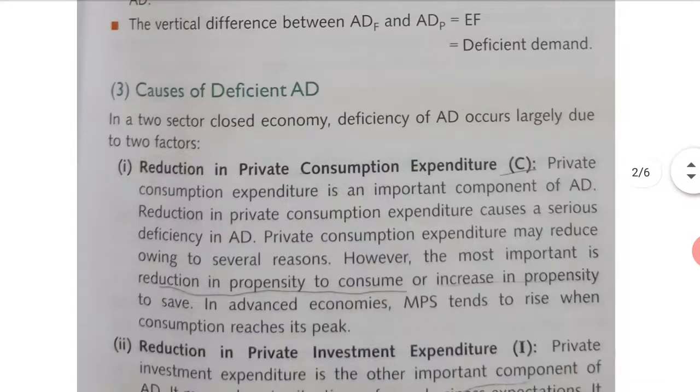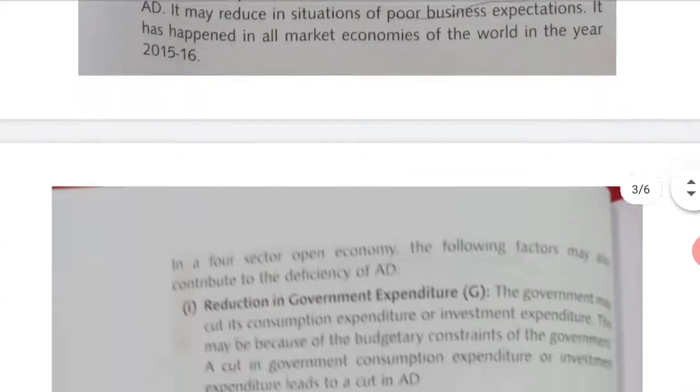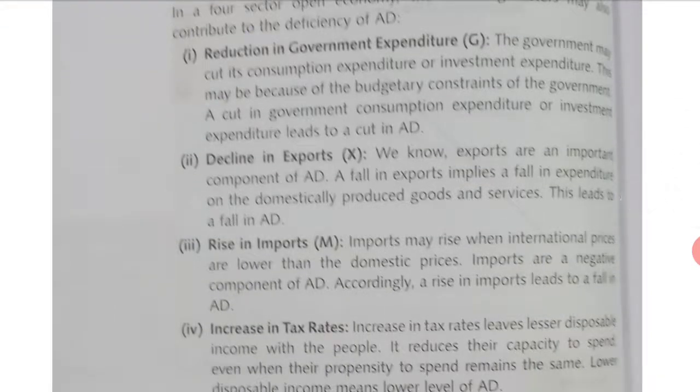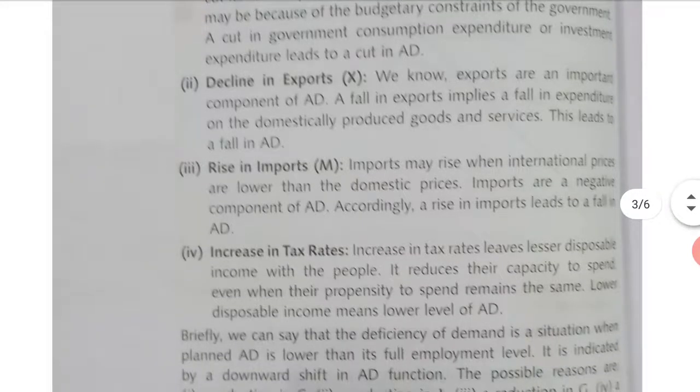Next, we have discussed the causes of deficient demand also. Why does this deficient demand happen? There are 6 main reasons for this. There is a reduction in 4 things: reduction in consumption, reduction in investment expenditure, reduction in government expenditure, and decline in exports. Whereas imports and tax rate alone increase. Because of all these 6 reasons, the deficient demand arises. So till this we discussed yesterday.